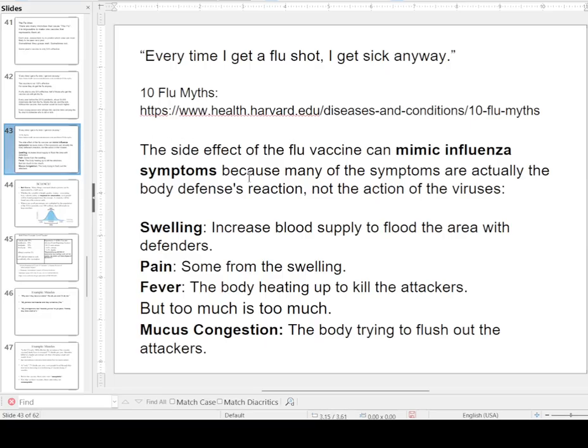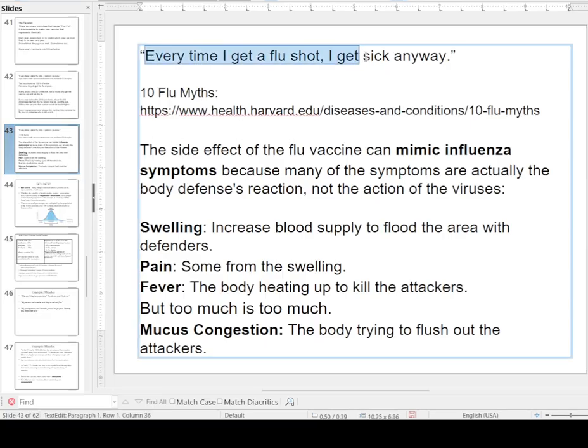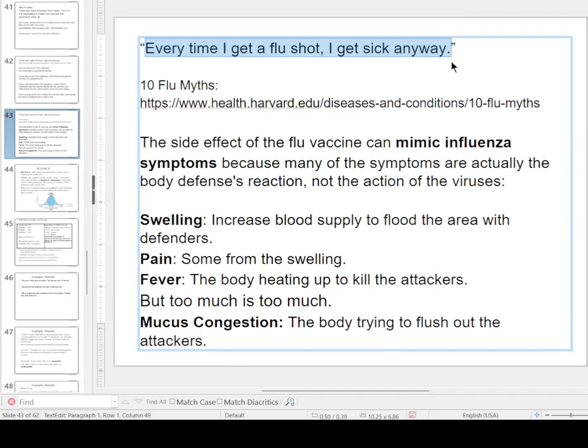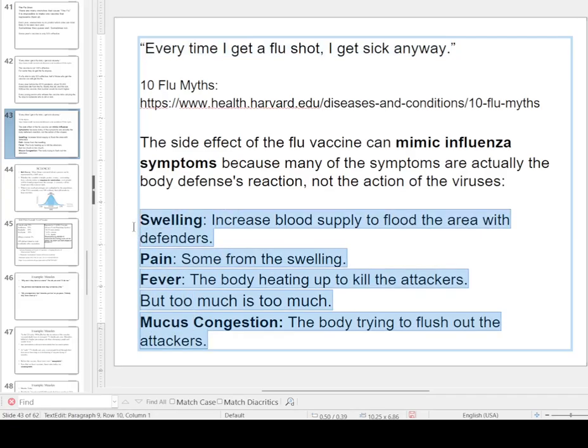More flu myths. There's always somebody who says, yeah, I got the flu shot and I got sick anyway. I'm not saying they're lying. I'm sure they're telling the truth. I'm sure they really believe it. But remember what I started out this lecture with? What does the flu do? It causes these symptoms. But actually, no, it doesn't cause these symptoms. Your body causes these symptoms in response to an invader. The flu doesn't cause these symptoms.